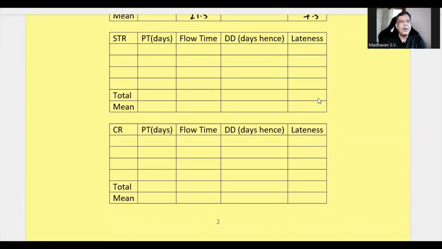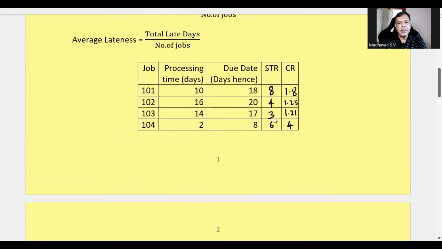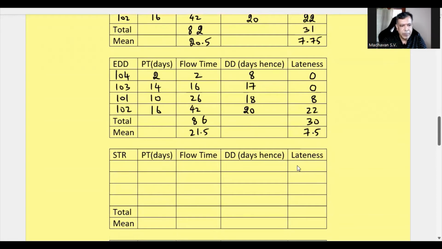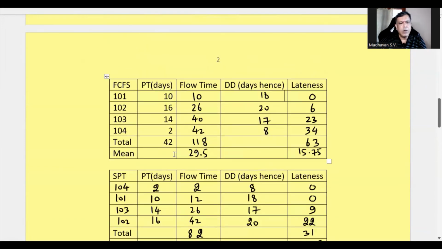The next priority rule is slack time remaining, which we calculated in the beginning. Let us go back. The least STR is 3 and it corresponds to 103. So let me write 103 first. Then the next least STR is 4, which corresponds to 102. That means if I make it in ascending order of STR, first one is 103, then 102, then 104, finally 101. So I need to write now 102, 104, 101.